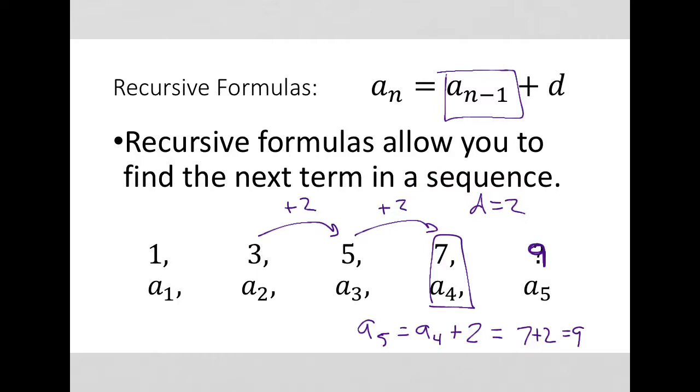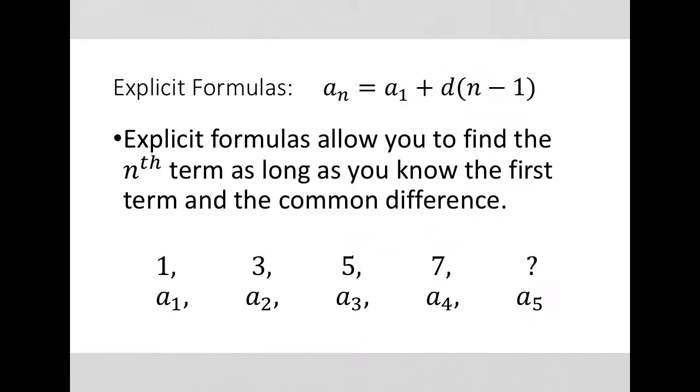Now, that's fine, but if you want to know information about terms farther down the line, you're going to want to use an explicit formula, sometimes referred to as a general formula. Notice all we need to know is the starting term and the common difference, and then we can identify any term thereafter just using that value of n. And this is the pattern that we recognized to answer those questions earlier.